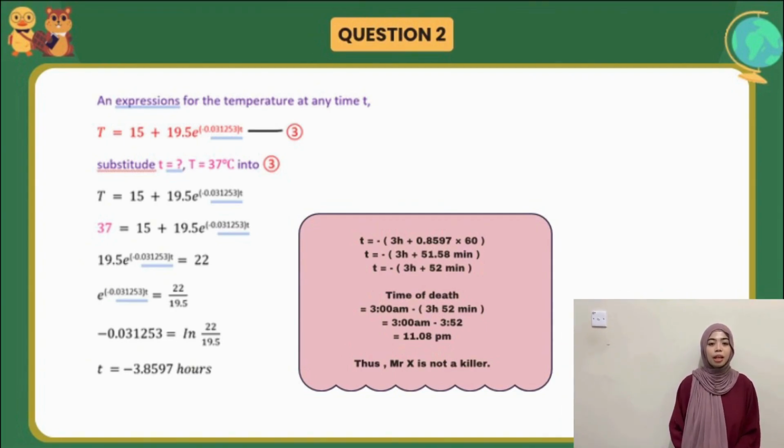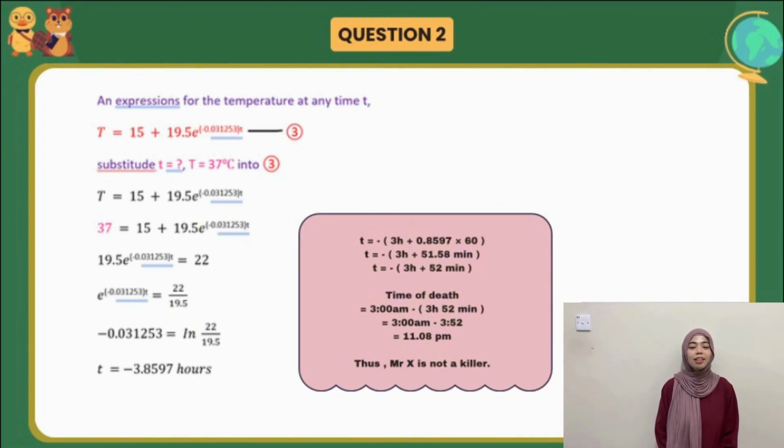Based on the estimated time of death and the timeline of Mr. X, he was not in the area around the time of the murder, and it showed that Mr. X is not the killer. I think that's all from me. Any questions?